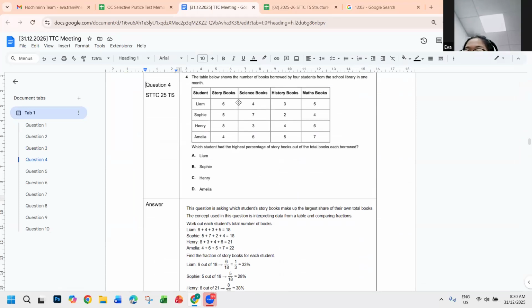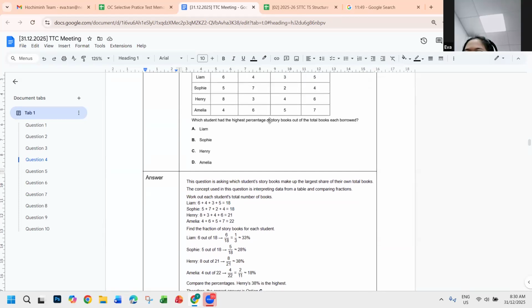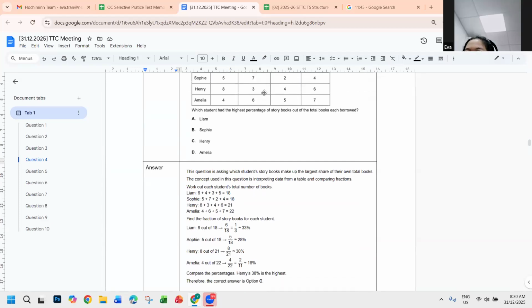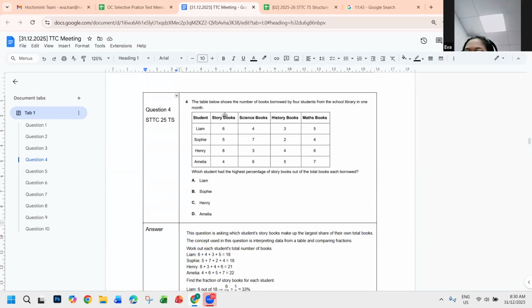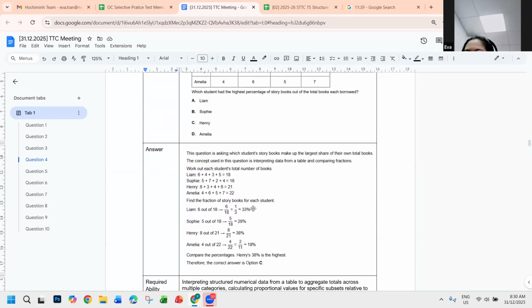We find it by combining the storybooks, science books, history books, and math books. We have the following result. Then we find the percentage of storybooks out of the total books by taking the number of storybooks divided by the number of total books. So we have the following percentages.